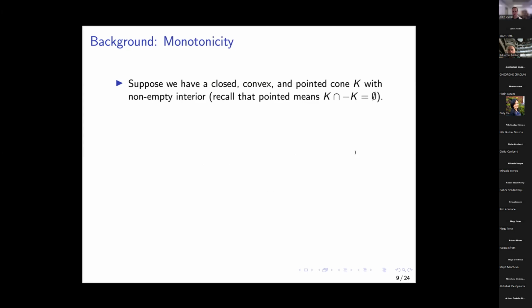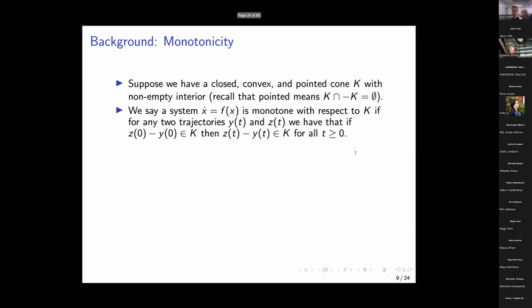Now I'll talk for a minute about monotonicity. First consider a closed convex pointed cone with non-empty interior. And recall pointed means if you have a vector x in the cone, then minus x is not in the cone. So we say we're monotone with respect to this cone K if initially we have two points and the difference vector between the two points is in the cone, then as these evolve, this difference vector stays in the cone.